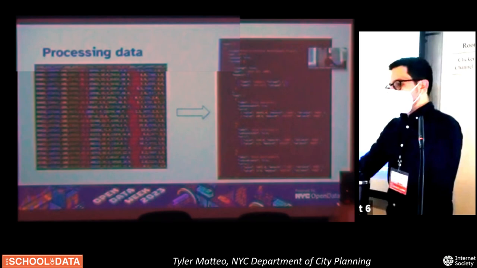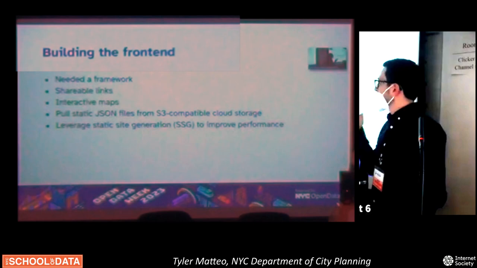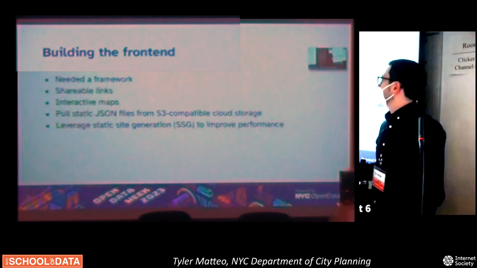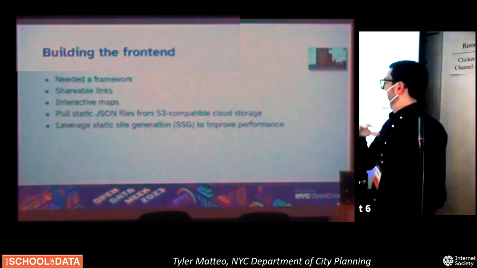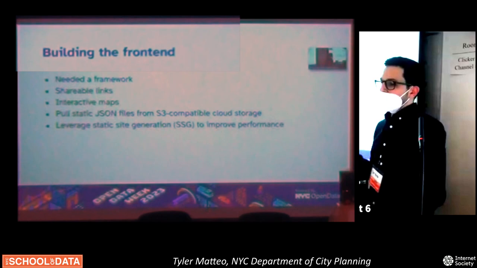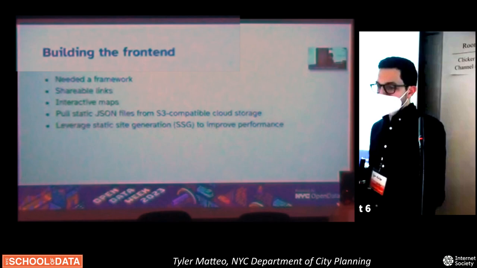So stepping in to build this application, we knew we needed some sort of front end framework for structuring this kind of thing. We knew we wanted the shareable link, so people could visit the page for their community district, copy and paste the URL out of the browser, and share it with someone. That person would see the same data with the same link. We knew we would need support for interactive maps. And we knew we were going to work with the static JSON files I mentioned earlier. Lastly, we wanted to leverage a common front end architecture, especially nowadays known as static site generation, which would help with the performance of the website.